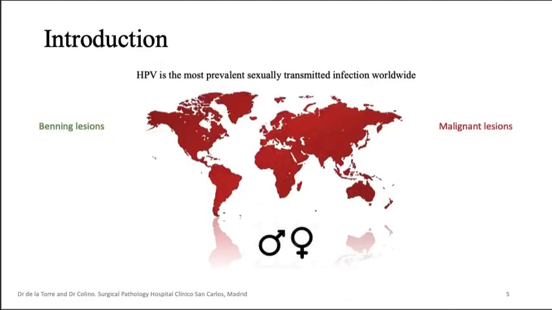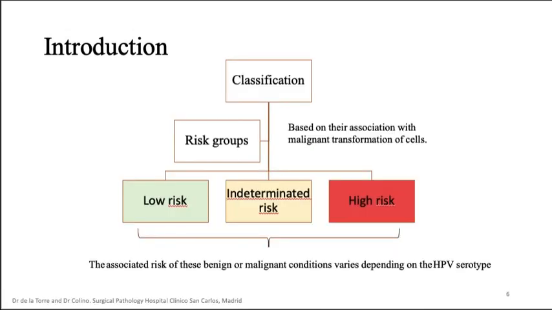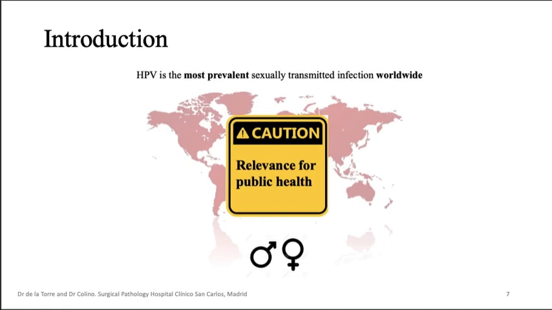HPV is the most prevalent sexually transmitted infection worldwide, causing both benign and malignant lesions in men and women. All serotypes known up to now have been classified into 3 risk groups: high, low, and indeterminate, based on their association with malignant transformation of cells. Therefore, the associated risk of these benign or malignant conditions varies depending on the HPV serotype. The high prevalence of human papillomavirus infection and its relationship with disease underscores its relevance for public health.